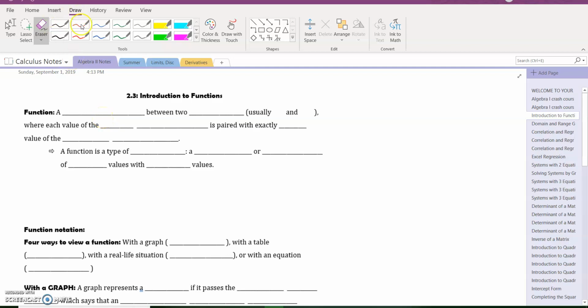Hello, algebra people. Here is your video on an introduction to functions. We're going to review some stuff you might be familiar with and possibly add some new terminology here.